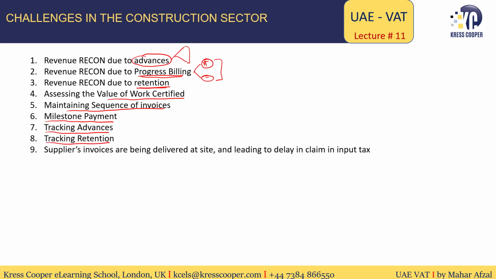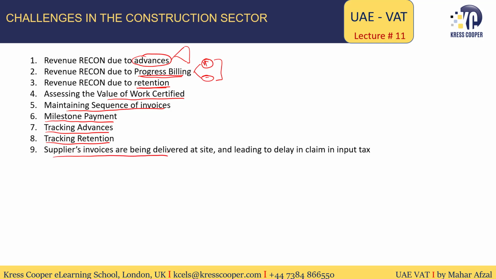Tracking of retention: if the retention sign off has already been done, based upon the sign off, tax revenue has already been reported and the tax invoice has already been issued, and the amount is being received from the customer after 3-4 years, you will be required to maintain the record of retention as well. You will be required to issue notification to the customer for the collection of money for retention. This is another hectic job in the construction industry.